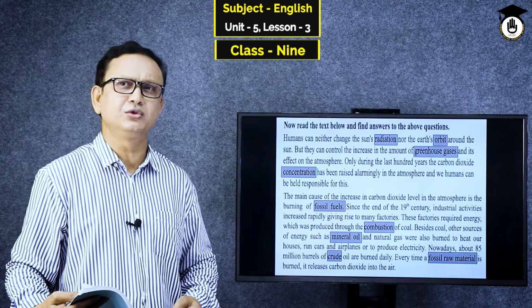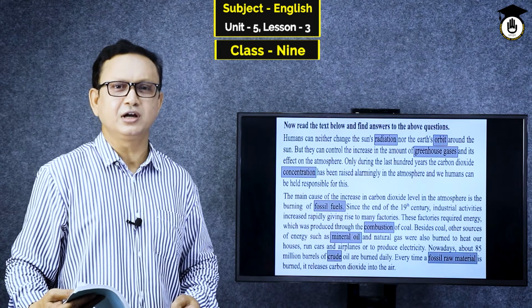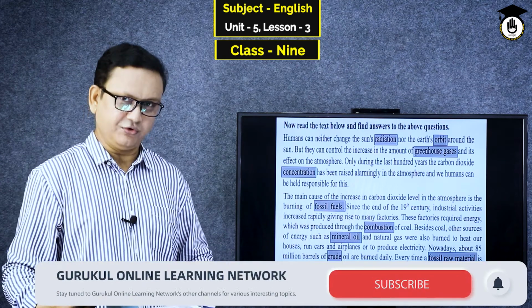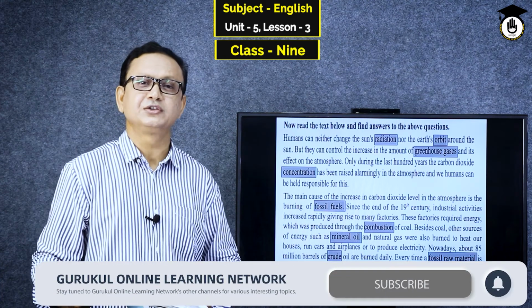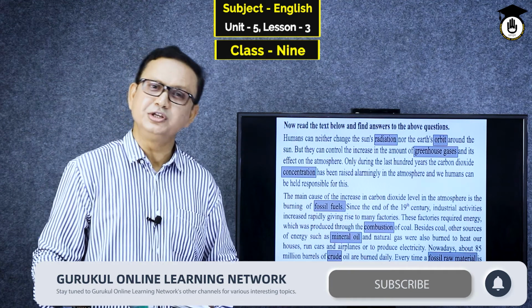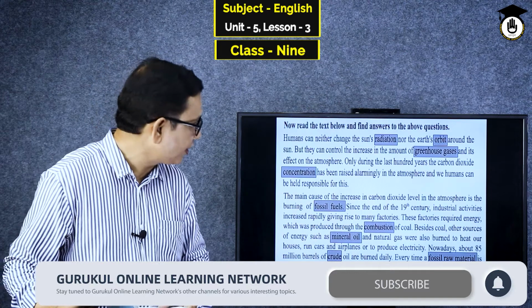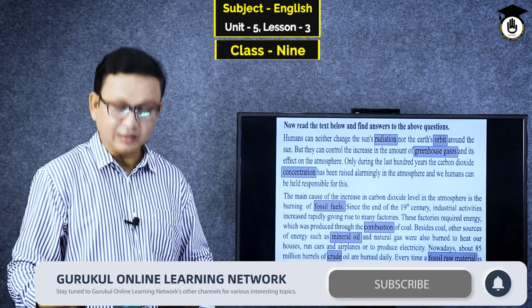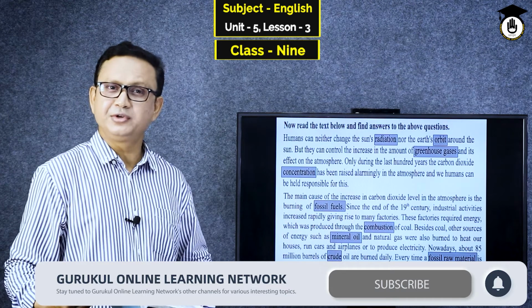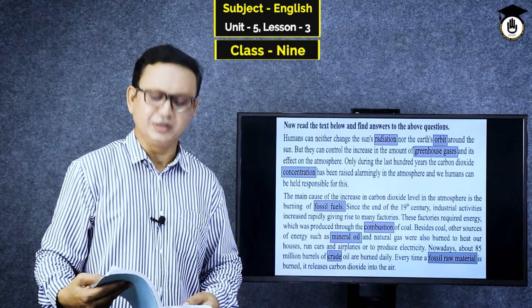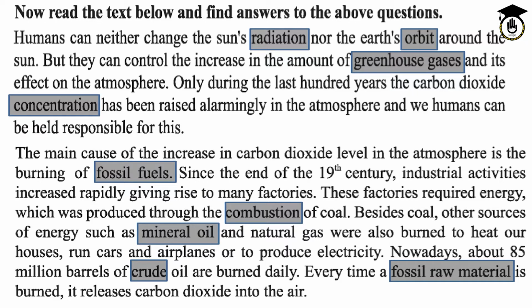In the cold countries, you know that they have to heat their houses and they have to use this type of energy. And again, for running our cars and our airplanes, we use this type of energy. But whenever we burn this type of energy like mineral oil and natural gas, then what happens is that a lot of carbon dioxide is accumulated in the atmosphere. Nowadays, about 85 million barrels of crude oil are burnt daily.